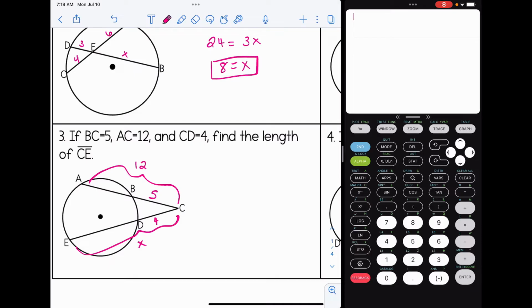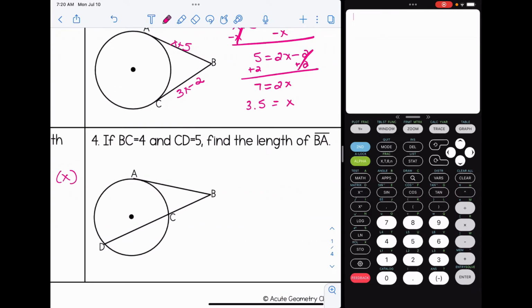So look at the top secant AC. The outer piece is 5. The whole thing is 12. With the bottom secant, the outer piece is 4. The whole thing is X. So this is going to be 60 is equal to 4x when I simplify that. And if I divide by 4, I get that x is equal to 15.